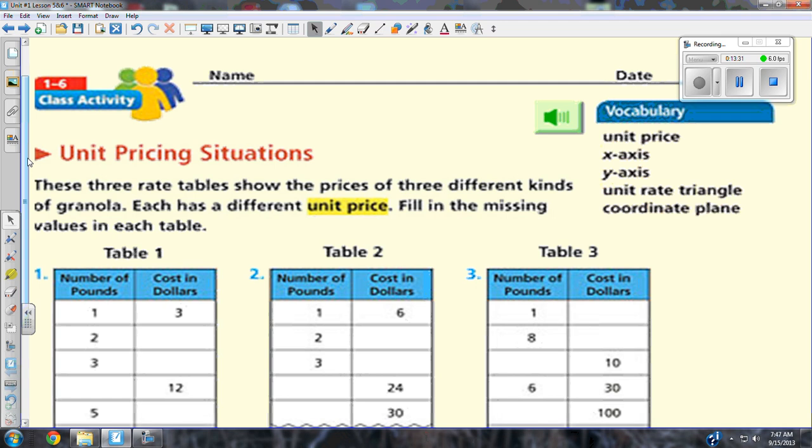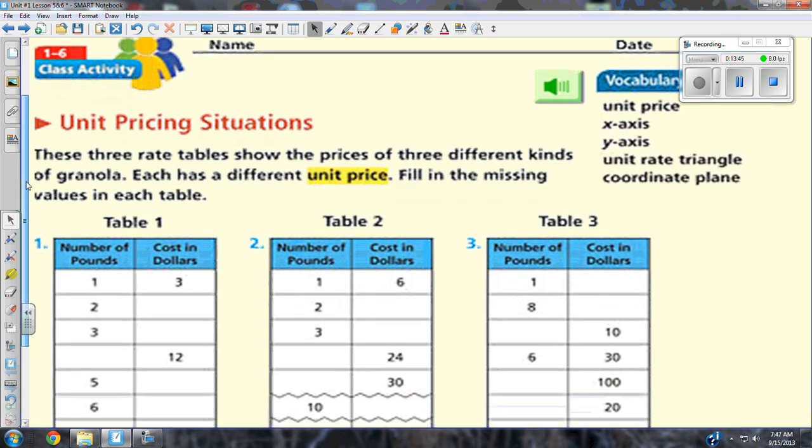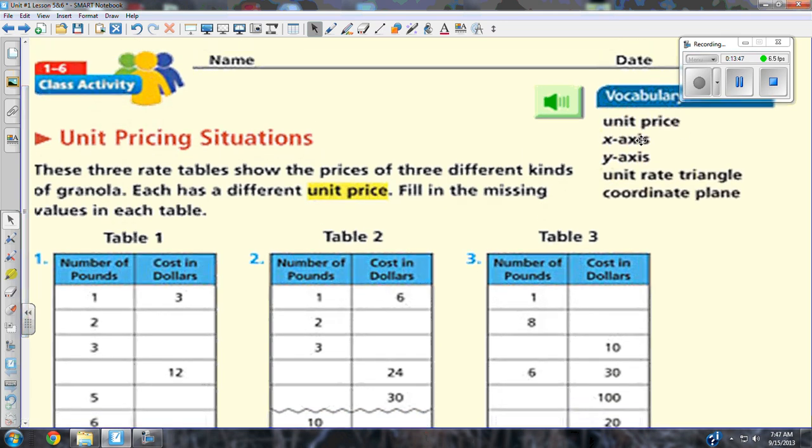These 3 rate tables show the prices of 3 different kinds of granola. Each has a different unit price. Fill in the missing values in each table. So we have 3 tables with different unit prices. Over on the right, we have unit price, x-axis, y-axis, unit rate triangle, and coordinate plane.